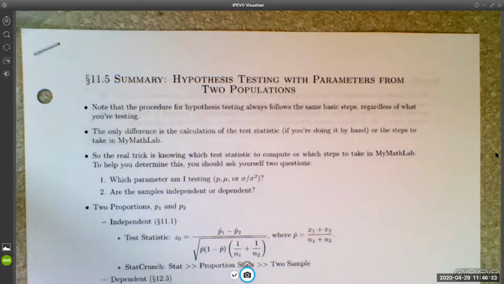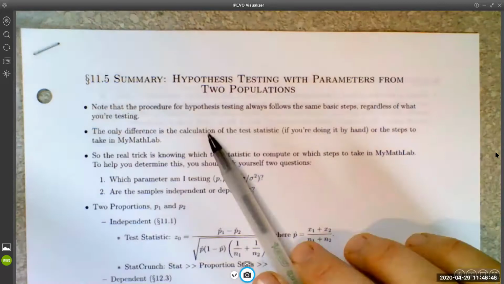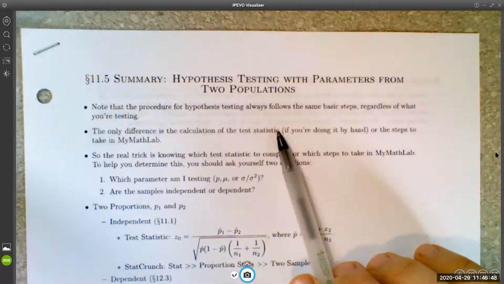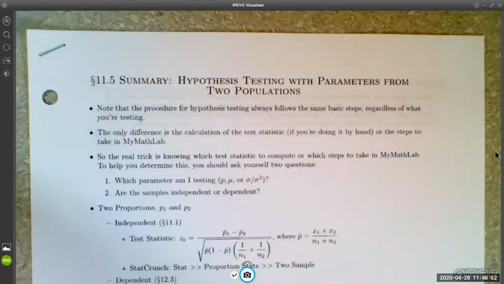And by the way, I'm including 12.3 in my summary of the chapter 5 stuff. So we talked about 5 different hypothesis tests. In each case, the procedure for running the test is always the same. You state the null and alternative hypotheses, use StatCrunch to get the p-value, make a decision based on the p-value by comparing it to alpha, and then of course write a conclusion.